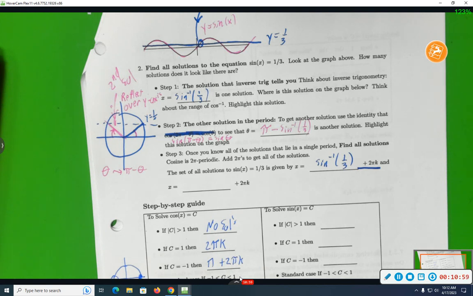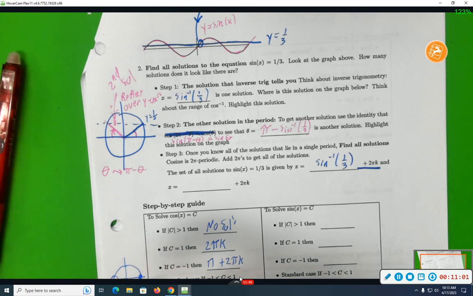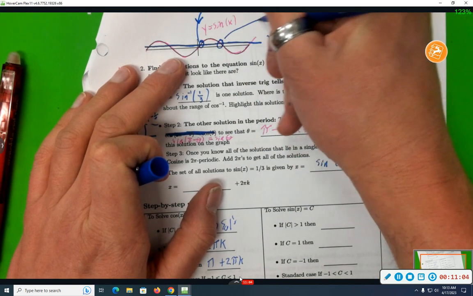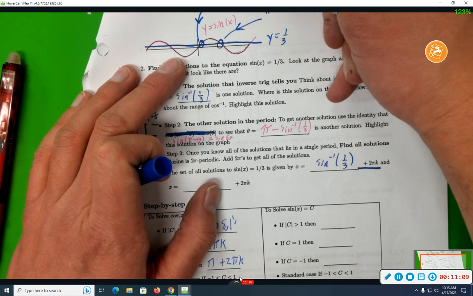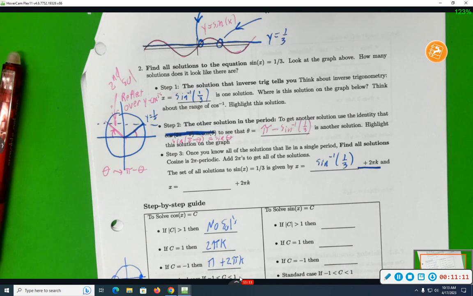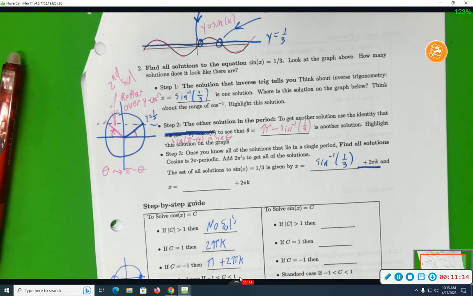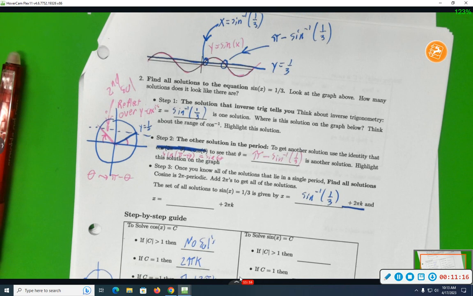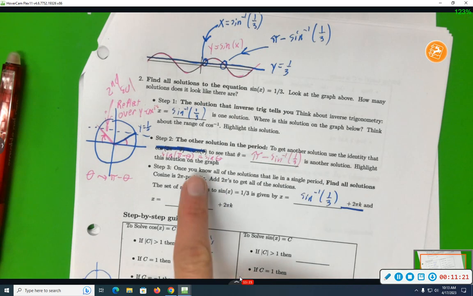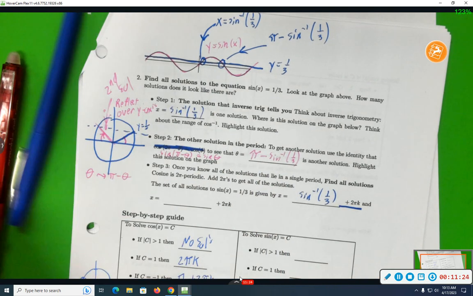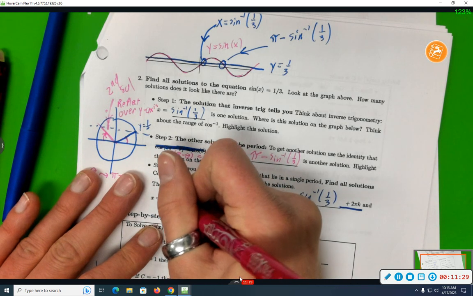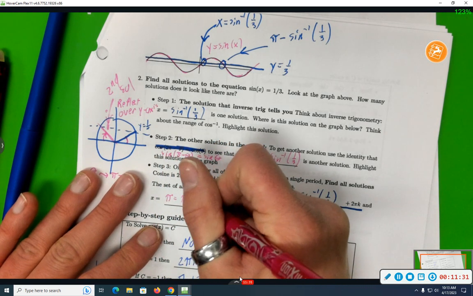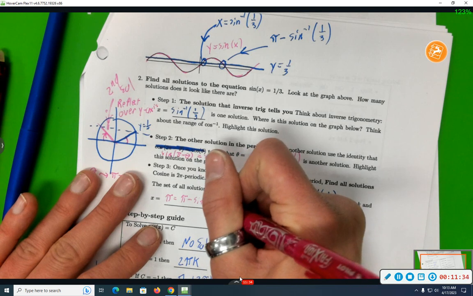And if you like, back on the graph, that corresponds to this point: pi minus the inverse sine of 1 over 3. All right, cool. So now that we found the second solution, pi minus the inverse sine of 1 over 3, I can get the remaining infinite family of solutions by taking x equals pi minus the inverse sine of 1 over 3, plus 2 pi k.